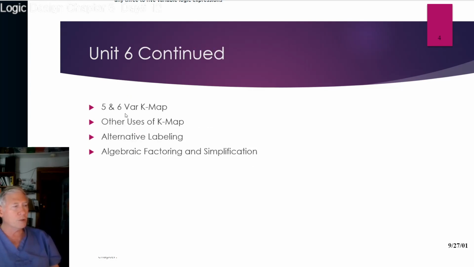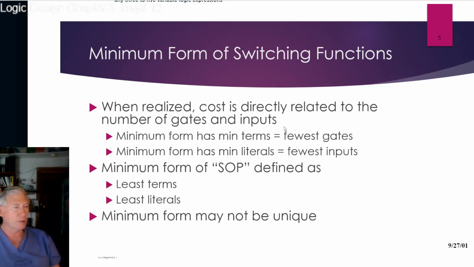And then we'll touch on 5 and 6 variable K-maps. The 6 variables especially are awkward. The 5 variable are workable. And we'll talk about alternate labels, and how you can use them for factoring and simplification. All right. So we've talked about this before, the minimum form of a switching function.